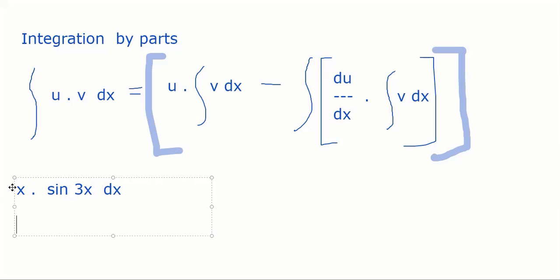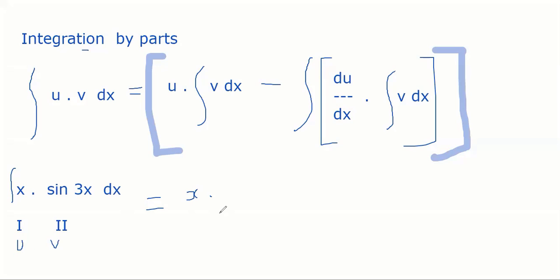Which is your first function? x is an algebraic, sine 3x is a trigonometric. This is your first function. This is your second function. Right? It is very easy. We have to integrate using integration by parts. So integration of this will be equal to u, meaning x, into integration of v dx. This is u. This is v.